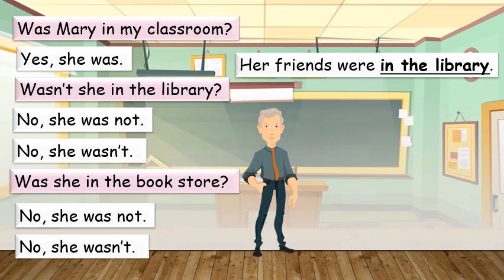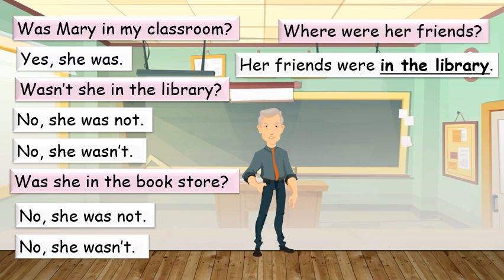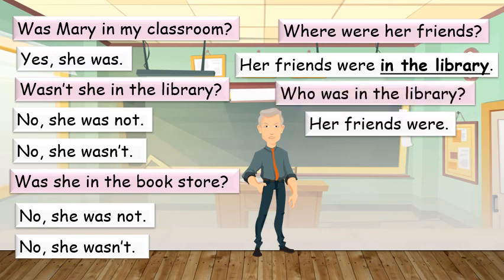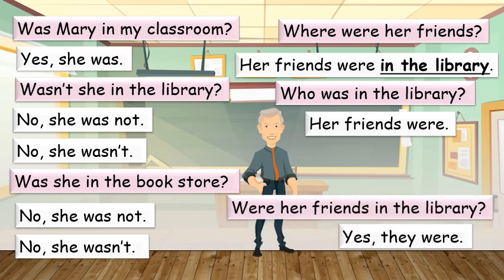Her friends were in the library. What's the question? Where were her friends? Her friends were. What's the question? Who was in the library? Yes, they were. The question? Were her friends in the library?